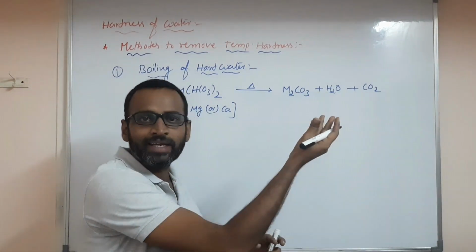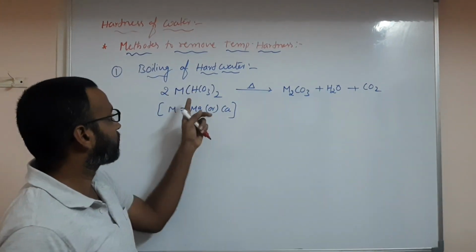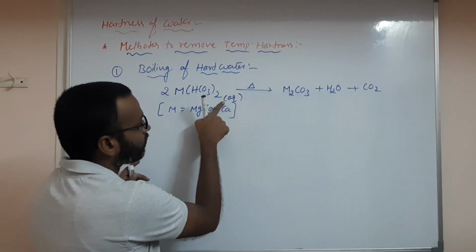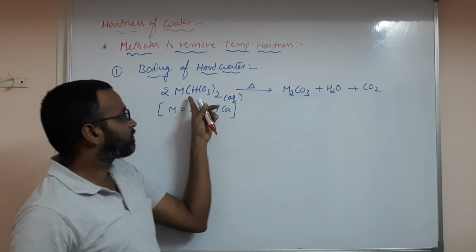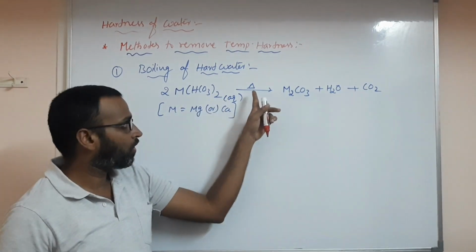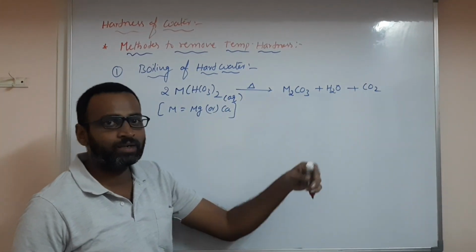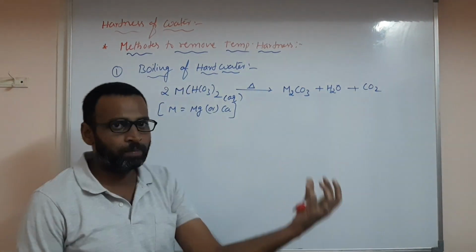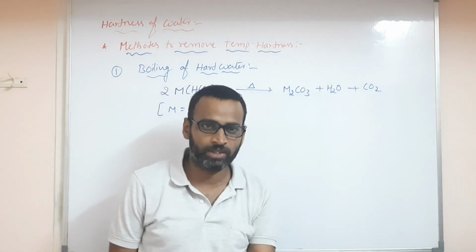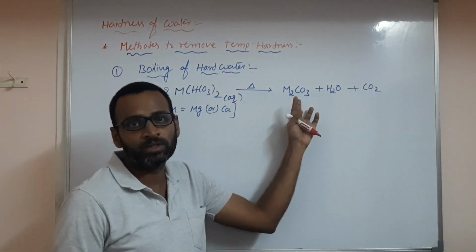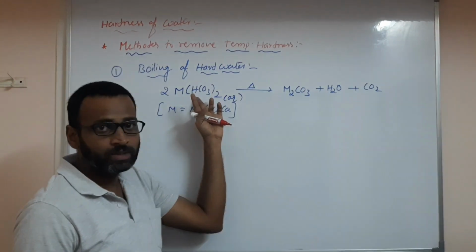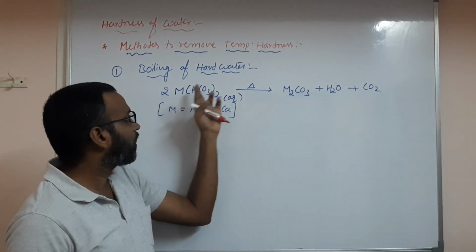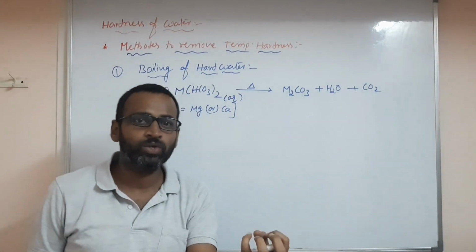Carbonate won't cause any hardness; bicarbonate causes it. The bicarbonate present in water, which I have written as aqueous, on heating converts to carbonate. In that way the bicarbonate is removed. This MCO3 is a precipitate that will deposit, since it cannot dissolve in water. The dissolved form we can't see.